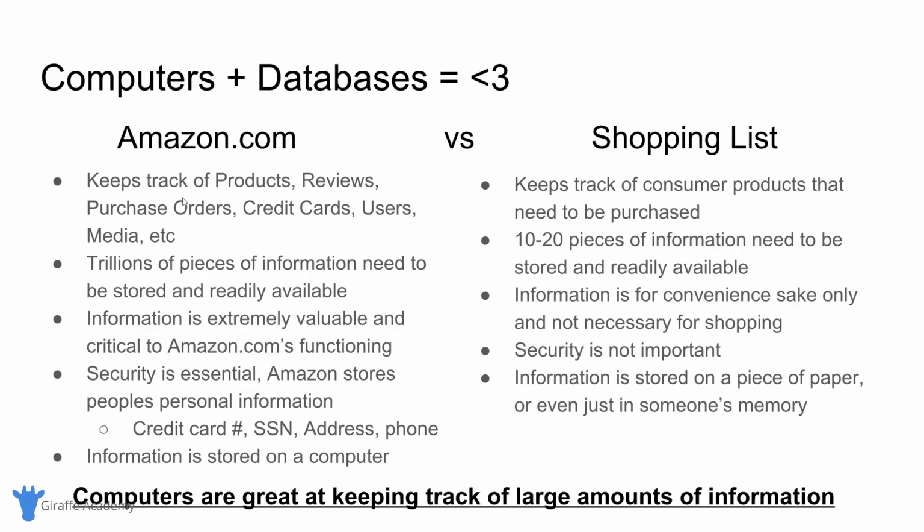But here's the thing. For an application like Amazon, storing information on something like a computer makes it really easy to store trillions of pieces of information and really easy to secure the data and make sure that security is taken care of. And it also makes it really easy to back up that information and duplicate that information and store that information on different computers. So the main point of this slide is that computers are great at keeping track of large amounts of information. And so going forward, we're going to be talking about how we can create databases on computers, because computers are so good at storing that information.